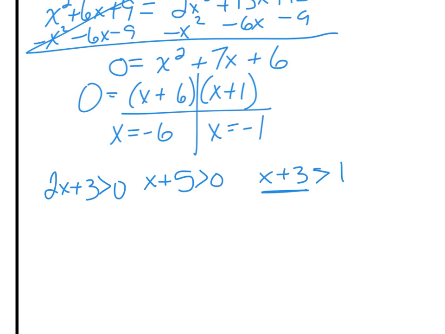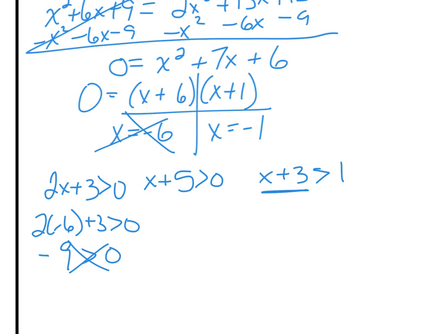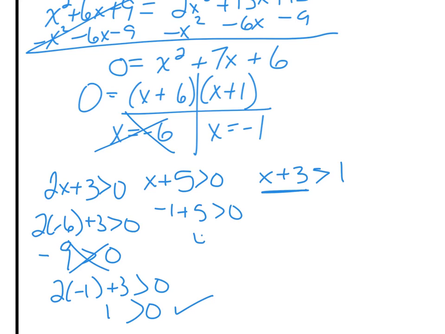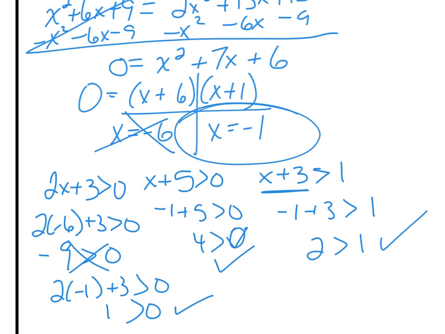So when we do these, if I plug in -6, that is -9. That is false. So -6 is rejected. It's rejected on one of them. I don't have to check it again. But I do have to check the -1. So this one winds up being 1, which is greater than 0. That's good. Plug in the negative 1 here again. That is 4, and 4 is greater than 0. That's good. And if I plug in negative 1 there, that one checks. So negative 1 is a fine answer.